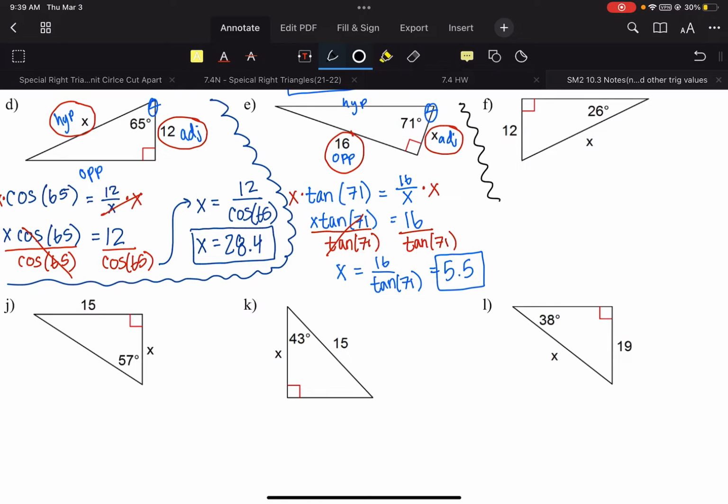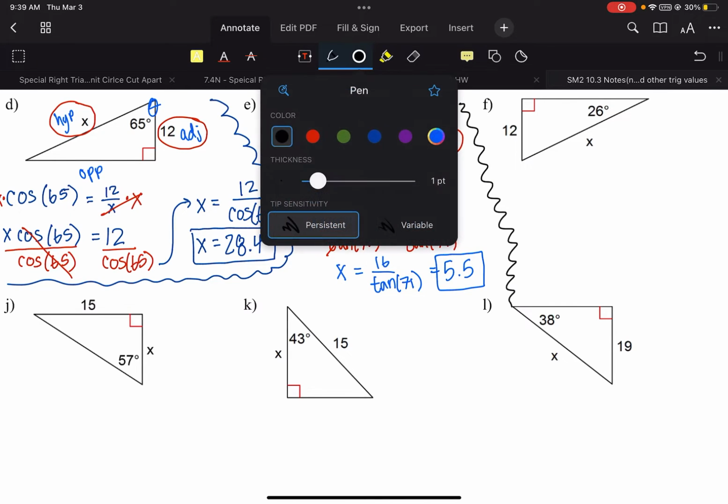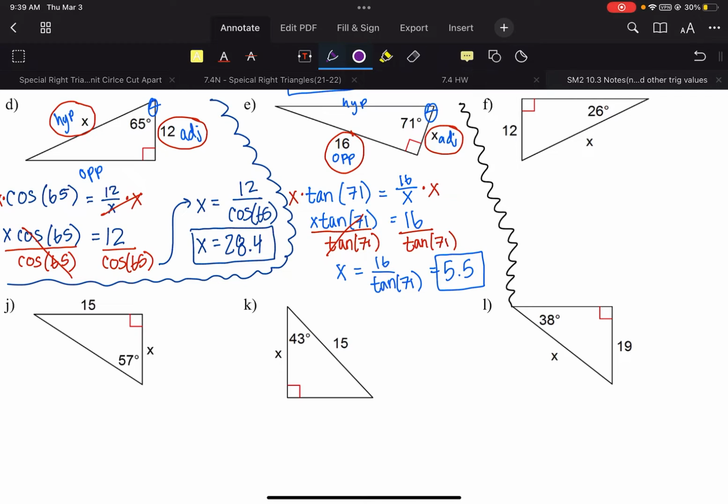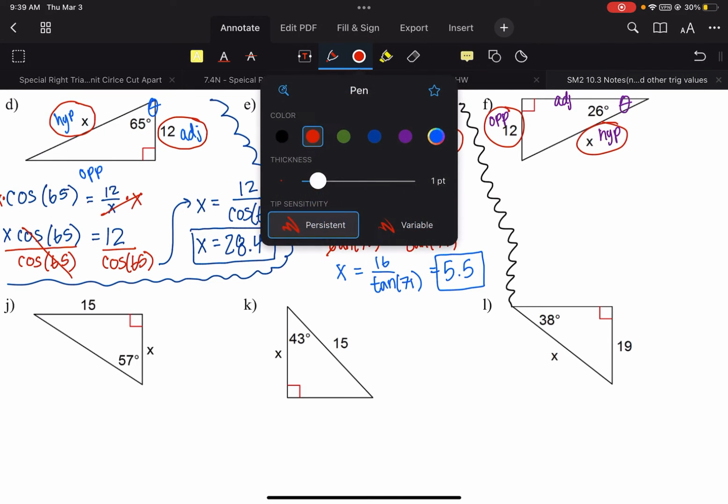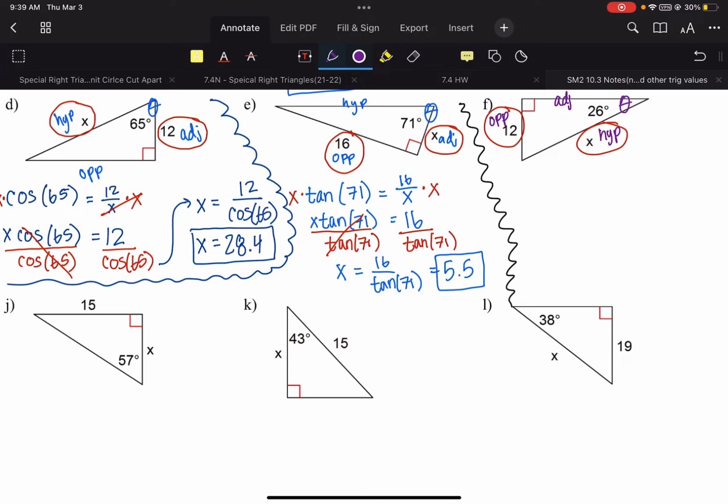So I'm going to go ahead and separate these again so I don't mess them up. I'm going to put my theta where my angle is, label my sides, hypotenuse, opposite, and then adjacent. I'm going to use, let me get my red marker out, my opposite and my hypotenuse. Think back to SOHCAHTOA. Opposite and hypotenuse is the sine. So the sine of 26 is equal to the opposite over the hypotenuse.